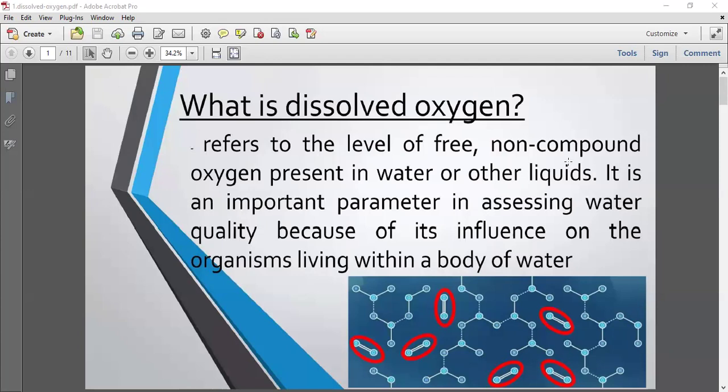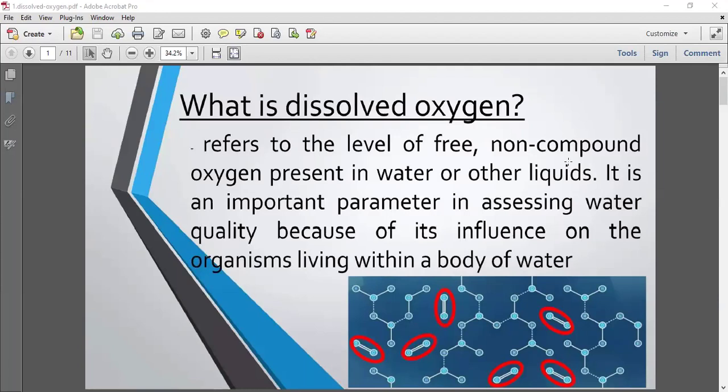Today we are going to see what dissolved oxygen is. Previously, we saw one experiment. Now let us see the further details. First, what is dissolved oxygen?